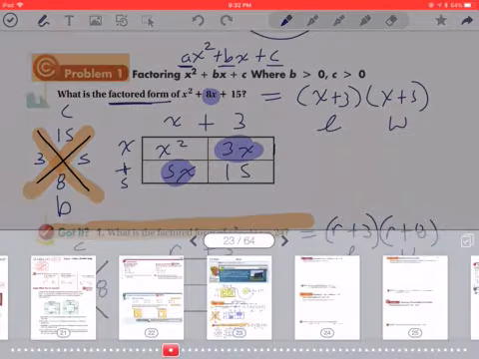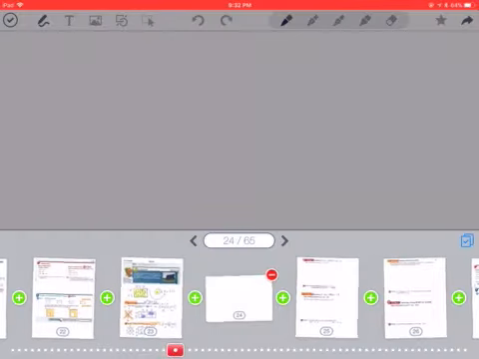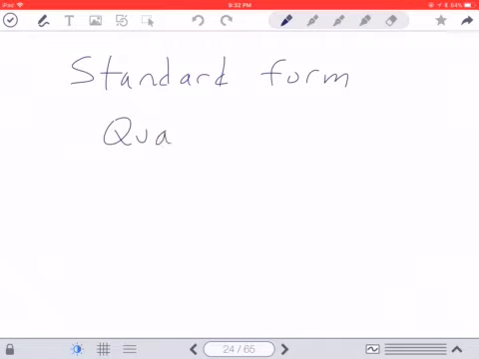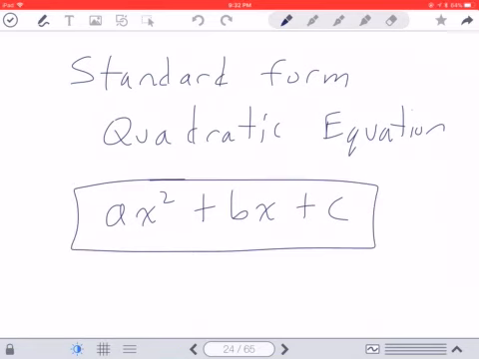Okay, just so you know, let's add a page here. The standard form for a quadratic equation. Let's write that down. So, standard form for a quadratic function or quadratic equation is going to be ax squared plus bx plus c. Okay, we're going to use this pretty much throughout the rest of the year.